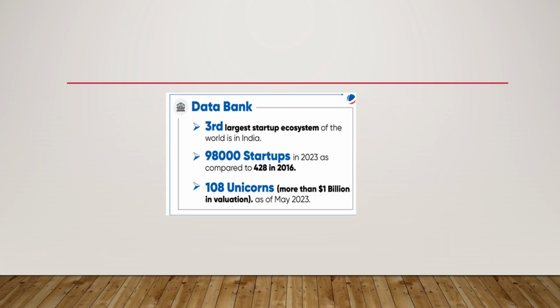About data bank, India has the third largest startup ecosystem. We had around 98,000 startups in 2023 as compared to 428 in 2016. So we could see how long we have come, and we have 108 unicorns, more than 1 billion in valuation, as of May 2023.